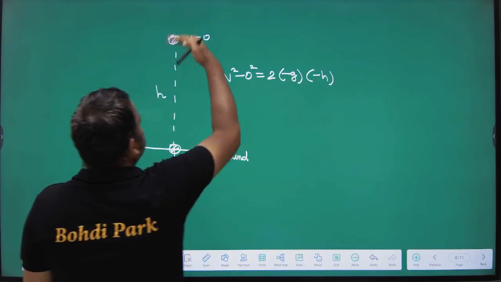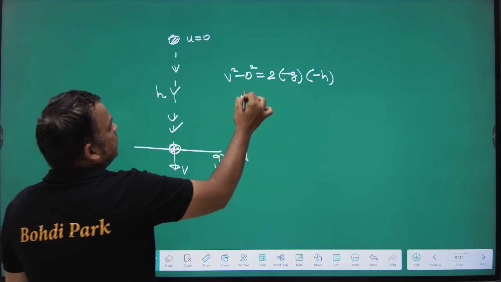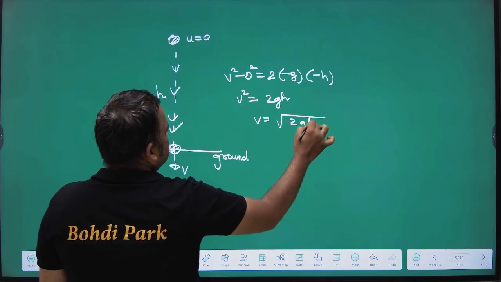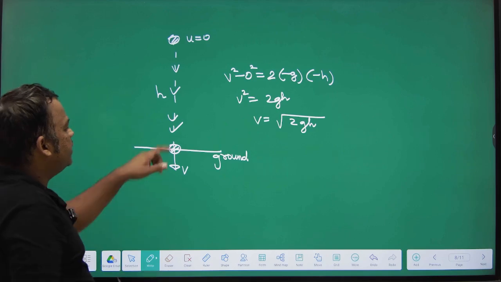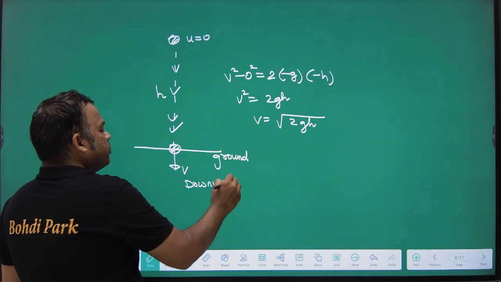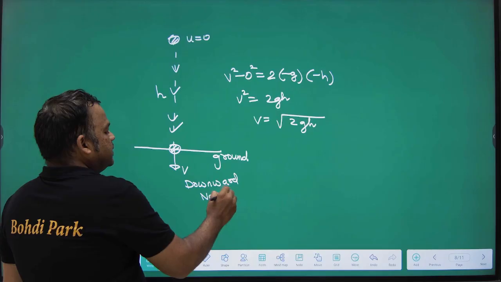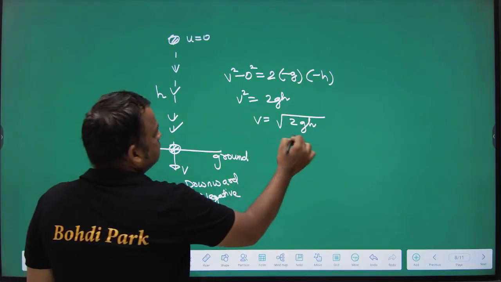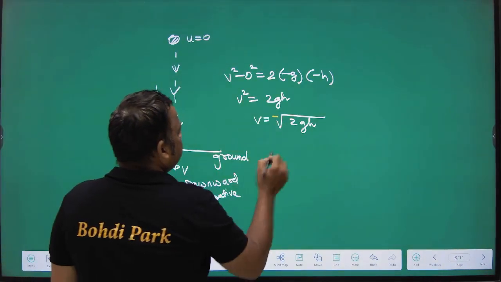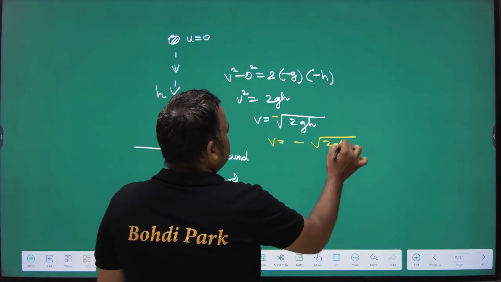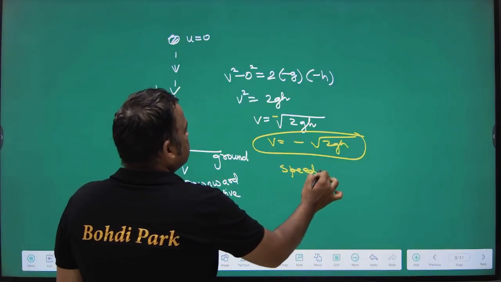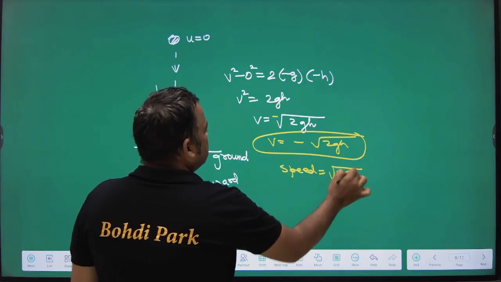Now s is minus h, it is going down, so v square is equal to 2gh, so v is equal to square root of 2gh, and it is negative. It will be negative because when it is hitting the ground, this velocity is downward, so we have to take it as negative. Very important, this concept. So we will put one minus sign here. So velocity is minus square root of 2gh. Speed, when we say speed, then we can take its magnitude, square root of 2gh.